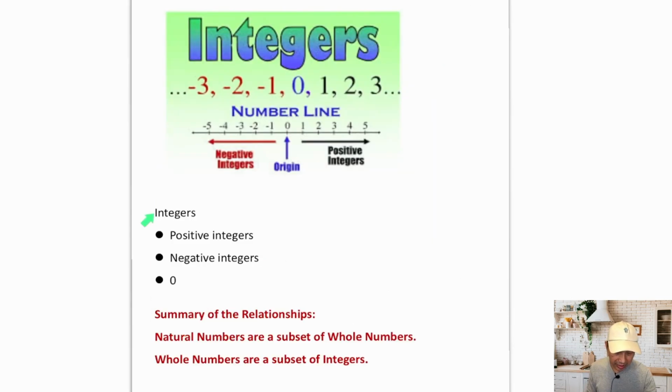Okay, we all know integers. Integers include positive integers, negative integers, and 0. It is important to note that 0 is neither positive nor negative. 0 is 0. Clearly, natural numbers are a subset of whole numbers, and whole numbers are a subset of integers.